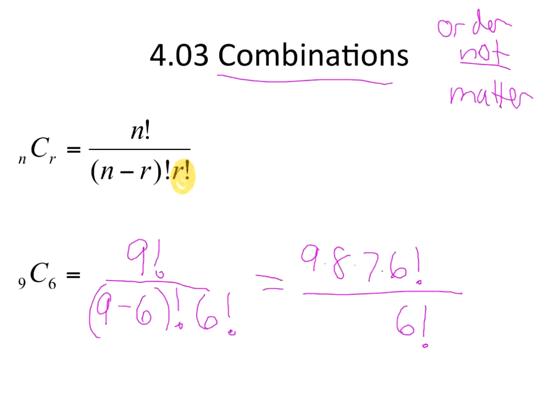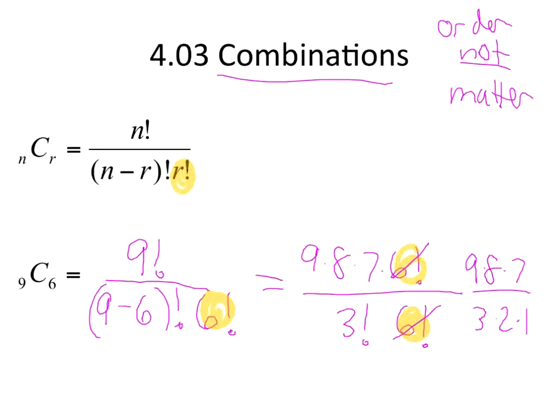Did you guys see that? So let me stop right there. They stopped at 6 factorial because they already had one on the bottom. And then my 9 minus 6 becomes 3 factorial, which is really 3 times 2 times 1. So I'm going to cross off these 6's and let's see what we have left. So on top I have 9 8 7. On the bottom I have 3 2 1.